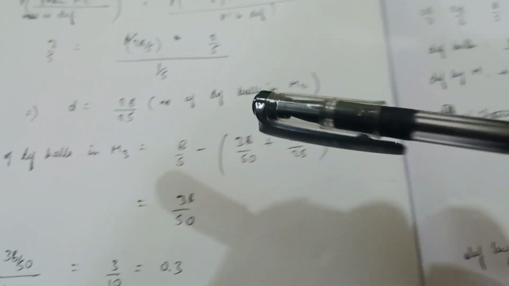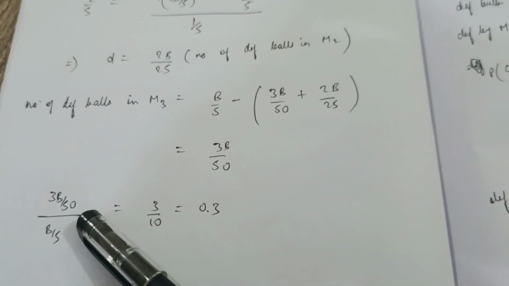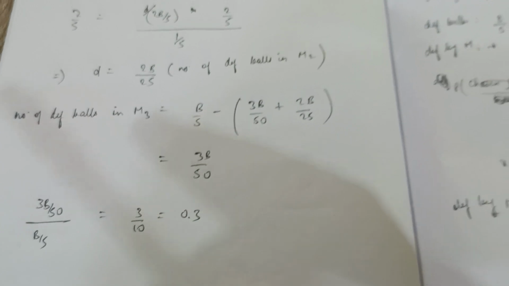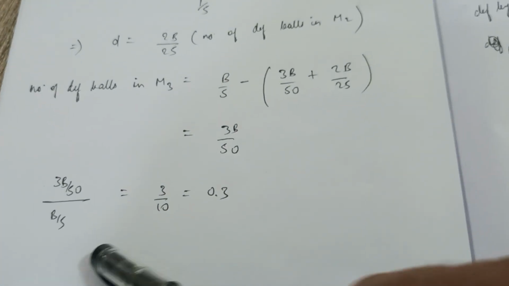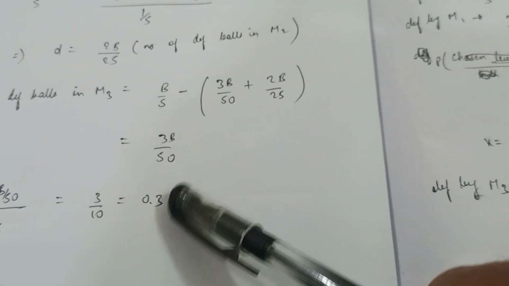I am saying ball, just understand it is bulb. Now to find the probability that the bulb is defective given that it is chosen from the M3 block, it will be the number of defective bulbs upon the number of bulbs in M3. So this will be the equation, and we will get 0.3 as the answer.